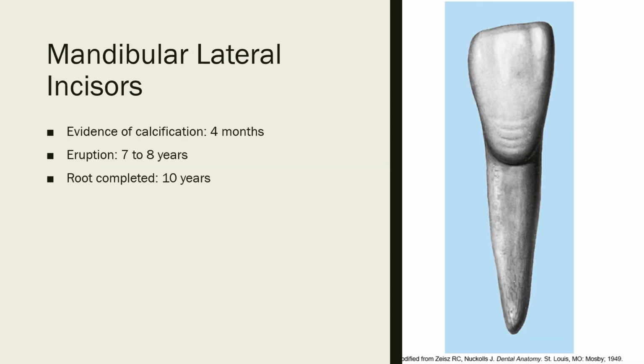Mandibular lateral incisors. Now we're moving next to our laterals, and this is going to be teeth number 23 and number 26. Okay, they start developing a little bit later at 4 months. They're going to erupt about the same time as the maxillary central incisors, and the root completion is going to be about the same time also.